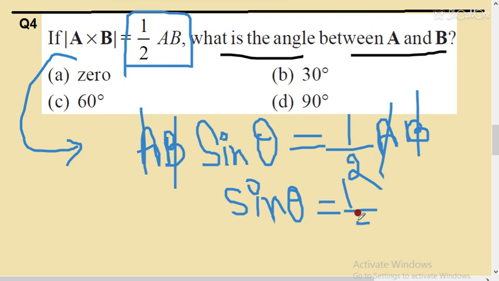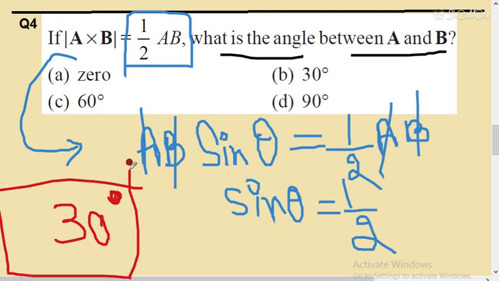So if you know the value of sine terms, then sin theta is equal to 1 by 2, in which case theta is equal to 30 degree. When theta is 30 degree, sin theta is equal to 1 by 2. That means for this question, the angle between vector A and B is equal to 30 degree. So option number B is the right answer for the fourth question.